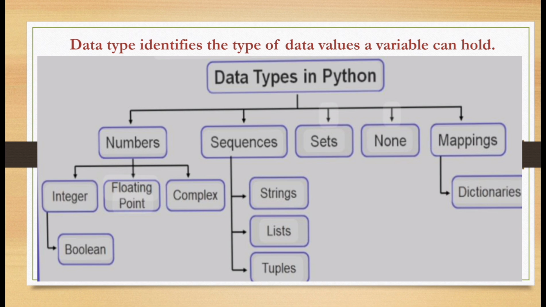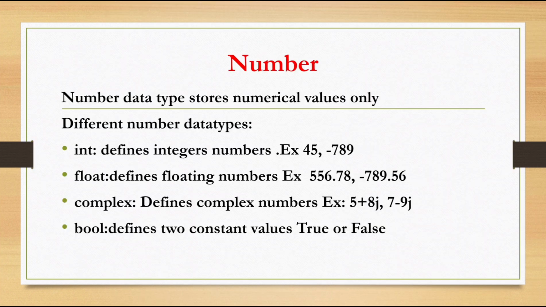There are different data types available. One is number, the second one is sequence, mapping. Under numbers, we have integer, floating, complex. Under sequence, we have string, list, tuple, and under mappings, we have dictionaries. Sets is one more data type, and there is also the None data type.